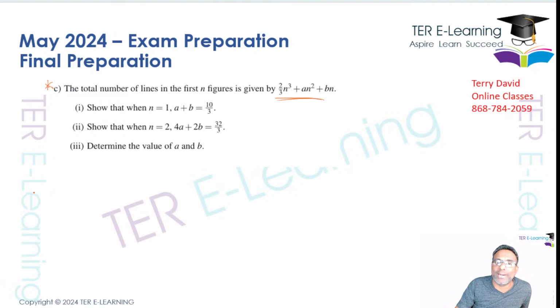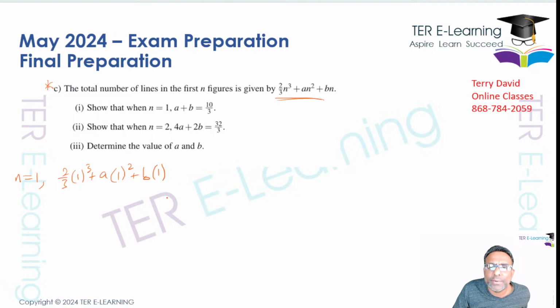Show that when n is equal to 1, a plus b is 10 over 3. So n is equal to 1, and we want to show that a plus b is equal to 10 over 3. So 2/3 by n cubed, which is 1 cubed, plus a by 1 squared, plus b by 1. Show that. All right, let's see what we're gonna get here. 2/3 plus a plus b.